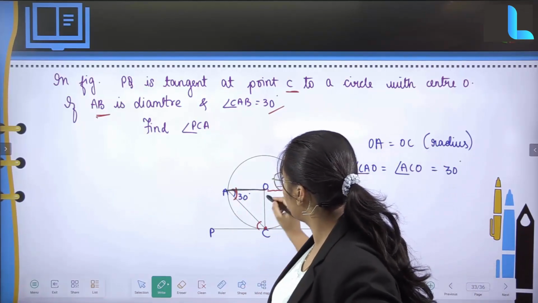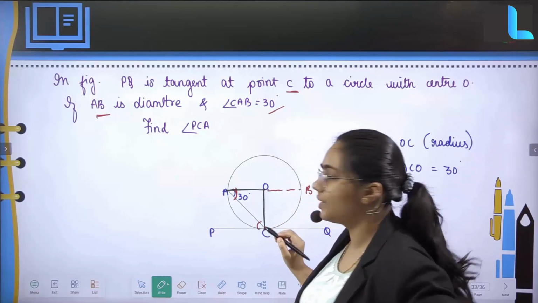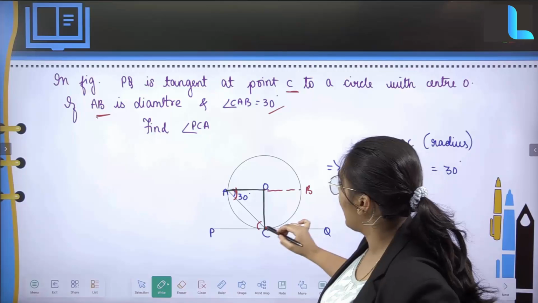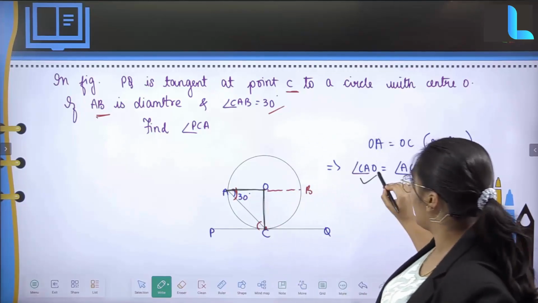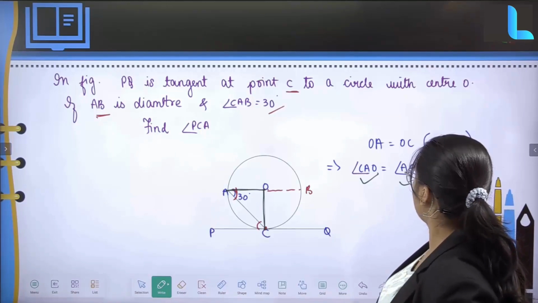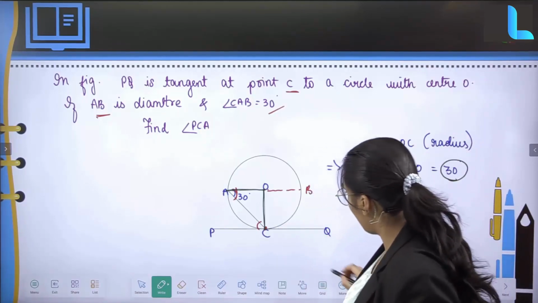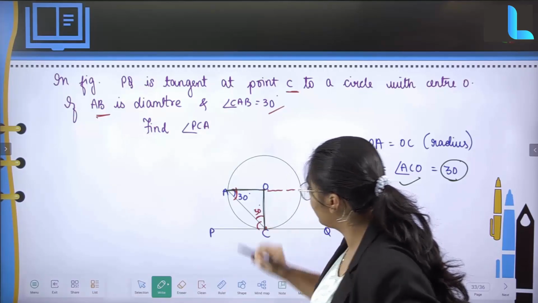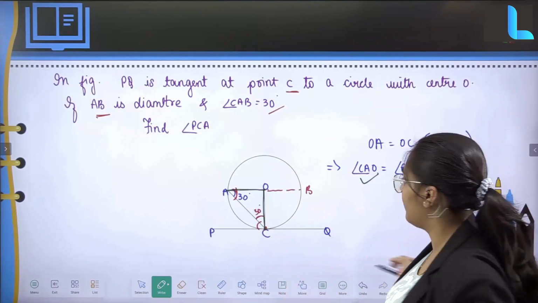Sides OA and OC are going to be radius. If these two are radius, then I can tell that angle CAO and angle ACO are going to be equal to 30 degrees. Therefore, from this I can tell that this angle also will be equal to 30 degrees. This is what I will be getting.